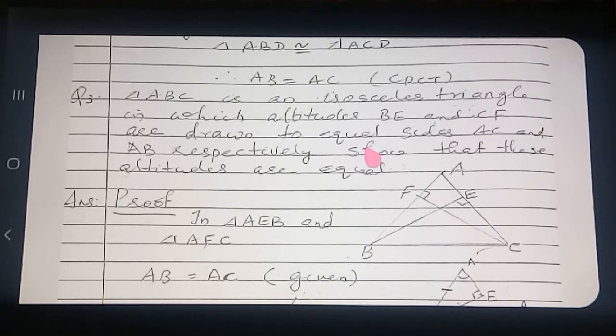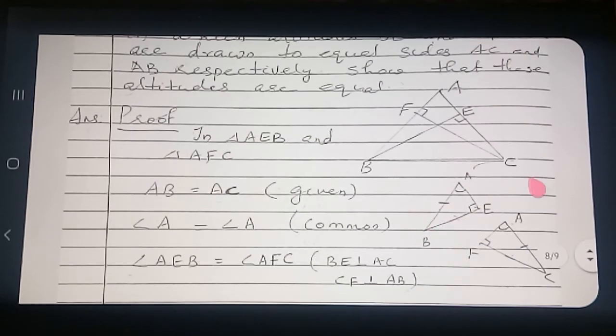Always, if any angle or any side is asked, you take the two triangles containing those angles and sides. Here you want to prove that BE and CF are equal, so you take triangles containing those sides. One triangle I am going to take is AEB, and the second triangle I am going to take is AFC. You can see I have drawn a separate diagram here for your understanding. See here, AEB and next one is AFC.